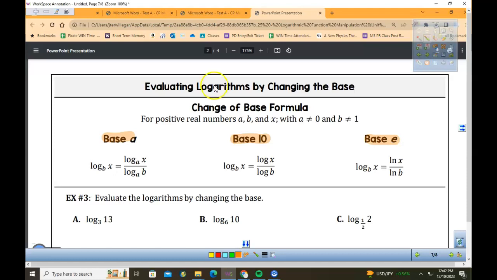So if I have some log that's a number I don't want, I can change it to log base 8 by dividing my top by my bottom. Again, we did this in class. I can change it to base 10 by doing log over log, top over bottom. Or base e, natural log over natural log. Okay?